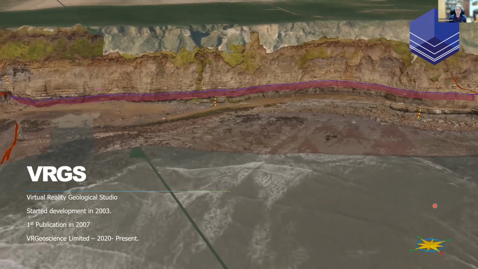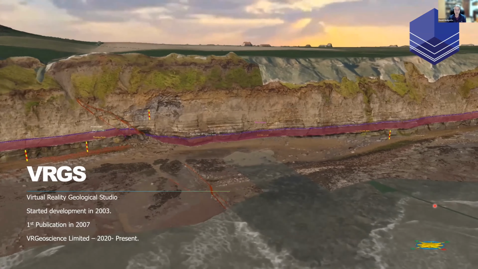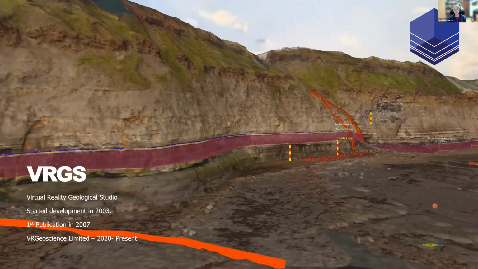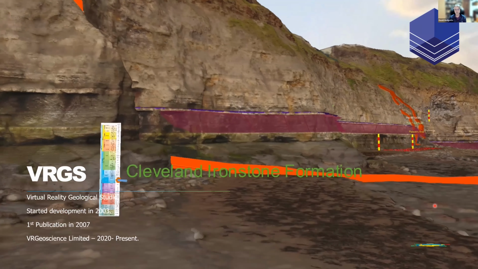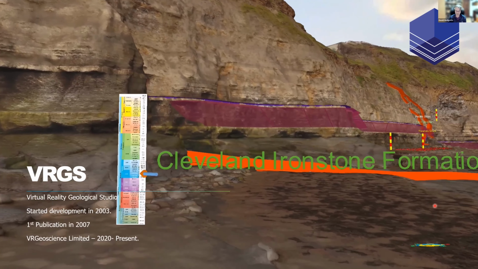So what you're looking at here is a digital outcrop data set integrated with a fairly high resolution LiDAR elevation model from Northeast England. And you can see we can get quite a lot of information and extra annotations in there.